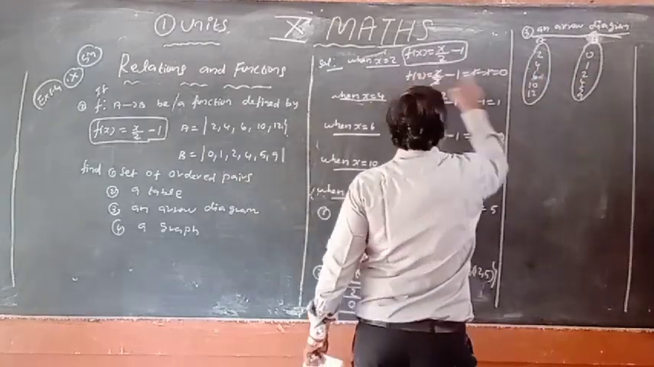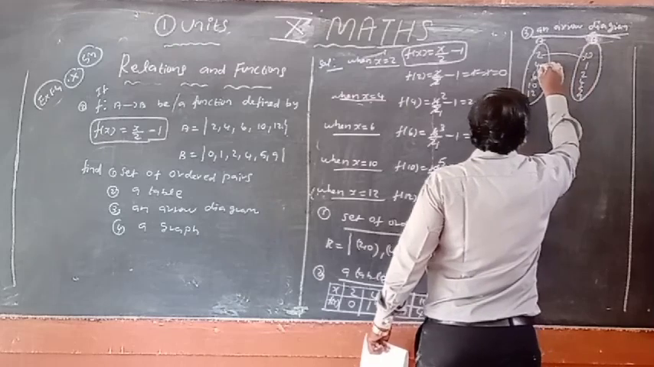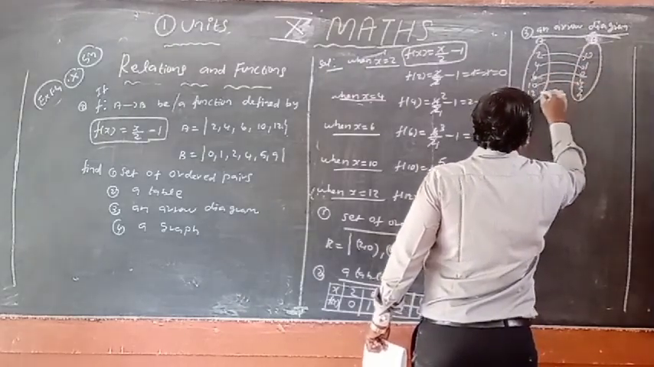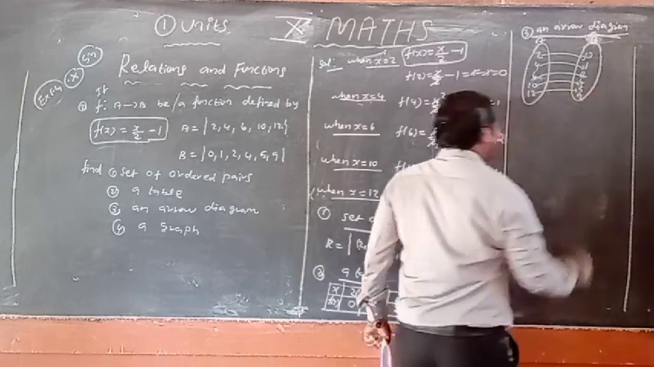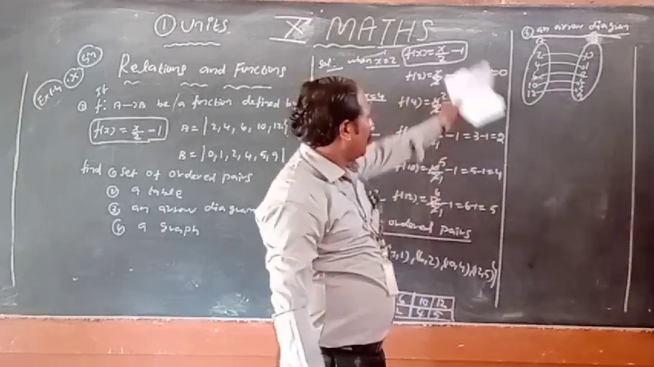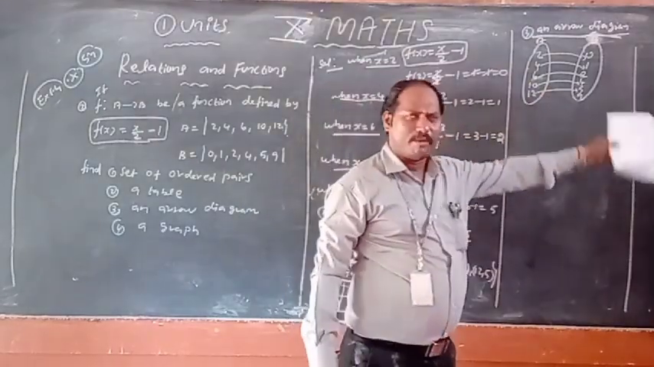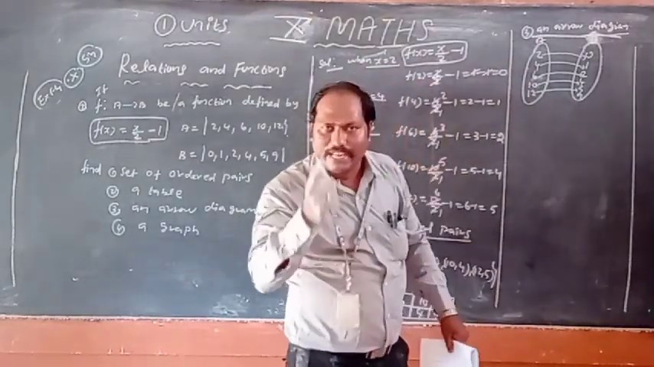2 substitute means what value? 0. 4 means 1. 6 means 2. 10 means 4. 12 means 5. 9 is nothing, not a problem. So only 5 values. This side is 6 values. Every image of the domain is in the codomain. This is the arrow diagram. Any doubt?